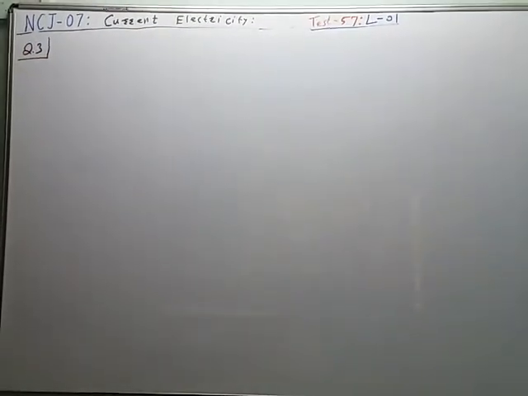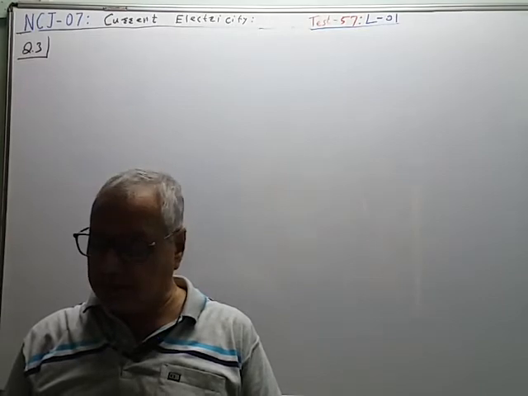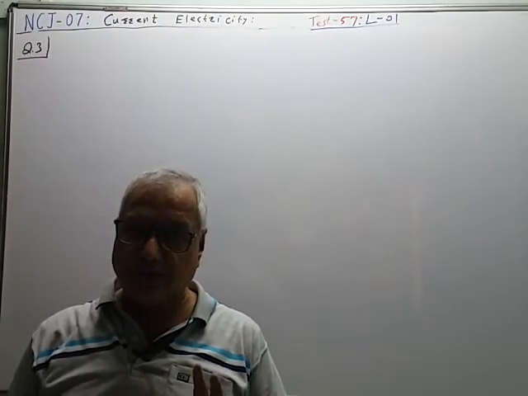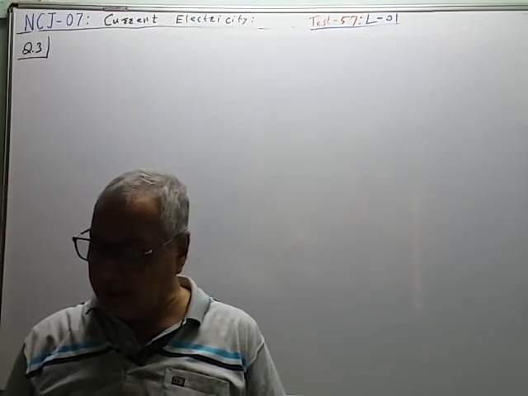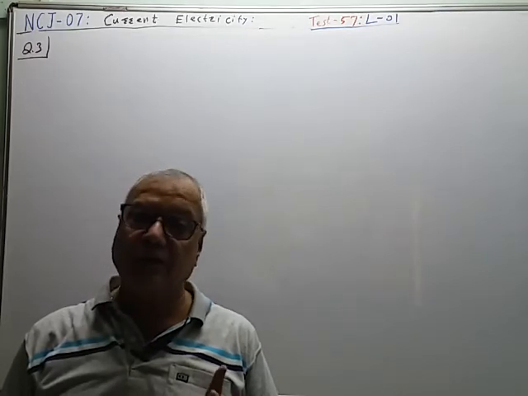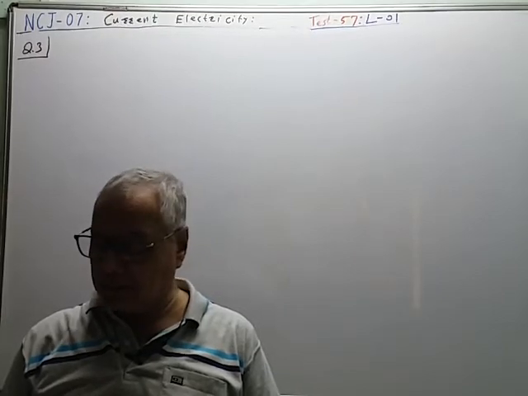Next, question number 3. Identify the incorrect statement. So out of 4, 3 are correct, only 1 is wrong. So what to select? Identify the incorrect statement regarding a superconducting wire. So we are using a wire having superconductor material.